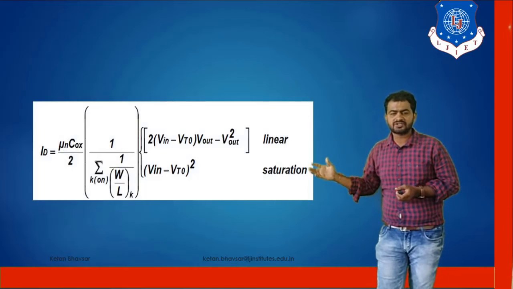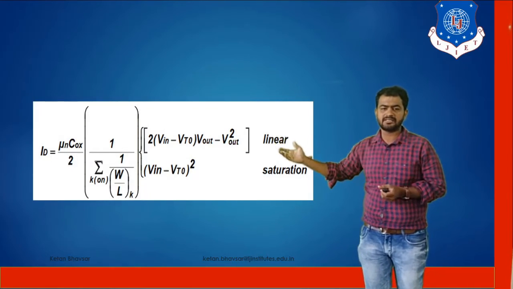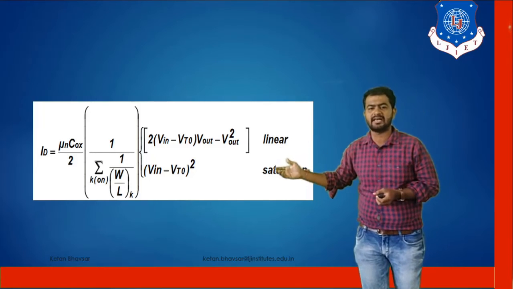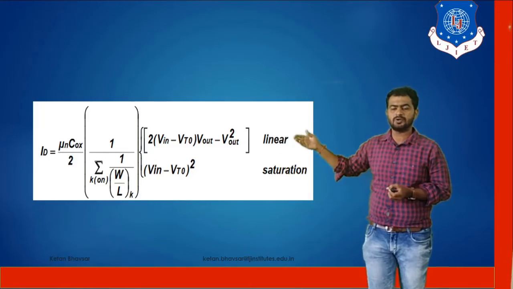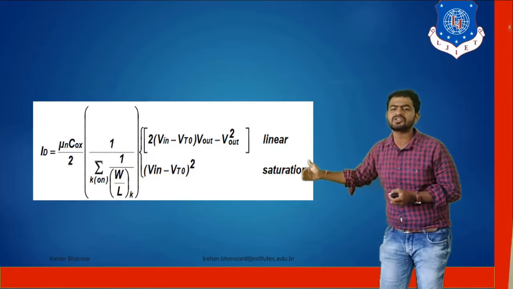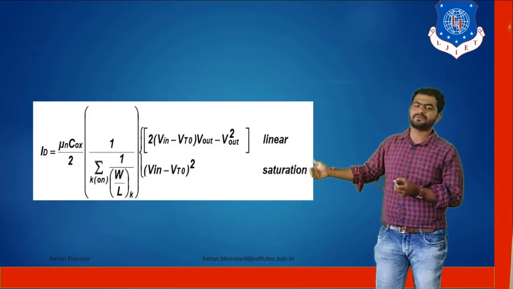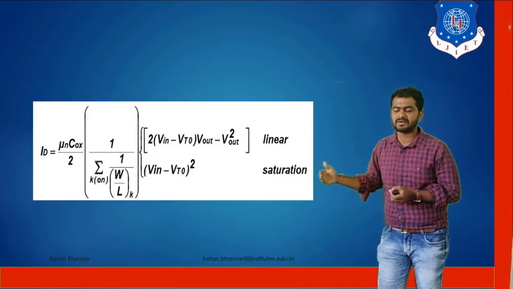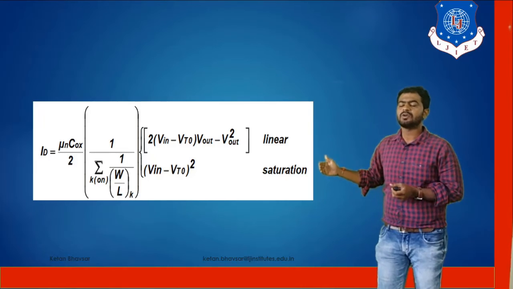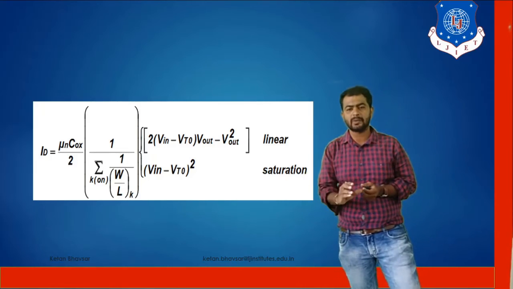Now for this equation, we have ID equals mu n Cox by 2, times 1 divided by the summation of K from 1 to n of 1 divided by W by L K, into (V in minus VT0) into V out minus V out square for the linear region. We derive the same equation for the saturation region, in terms of mu n Cox by 2, times 1 divided by the summation of K of 1 divided by W by L K, into (V in minus VT0) whole square.